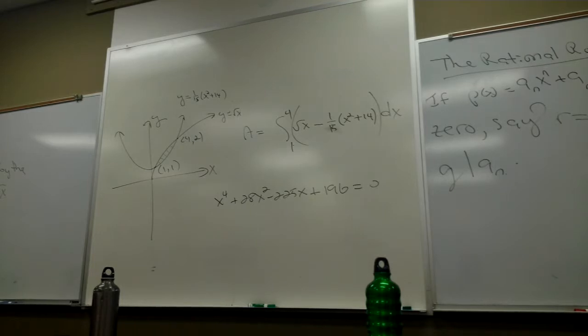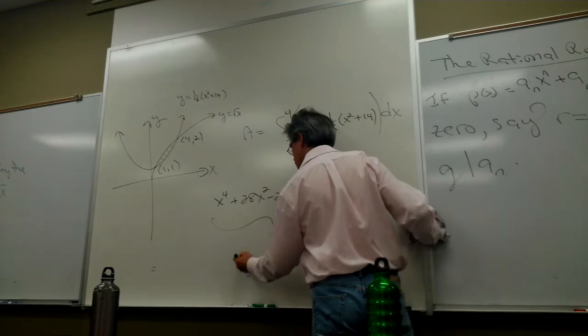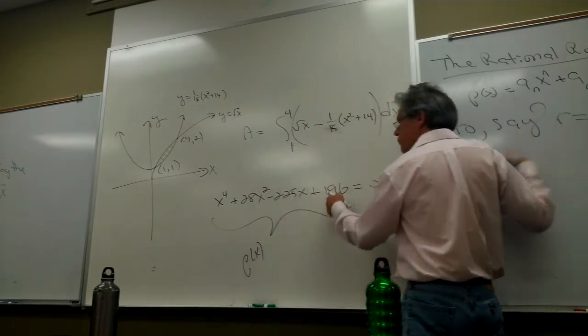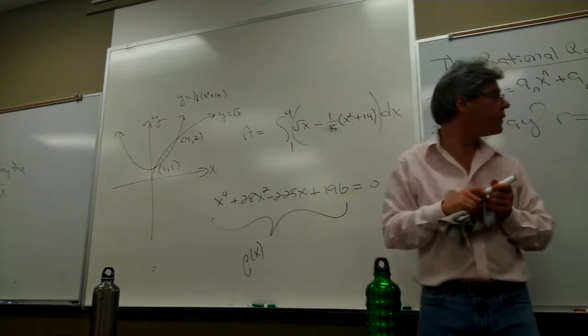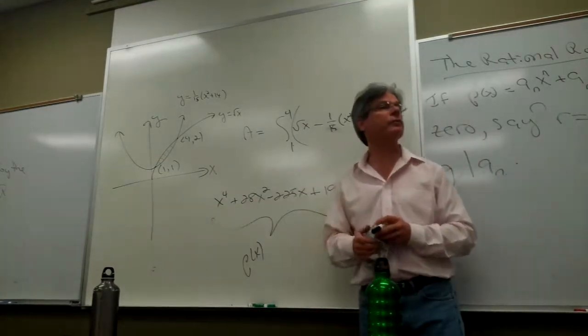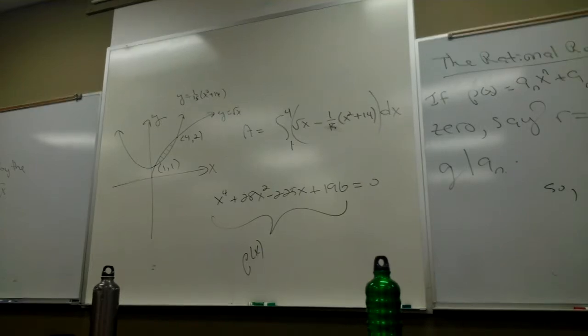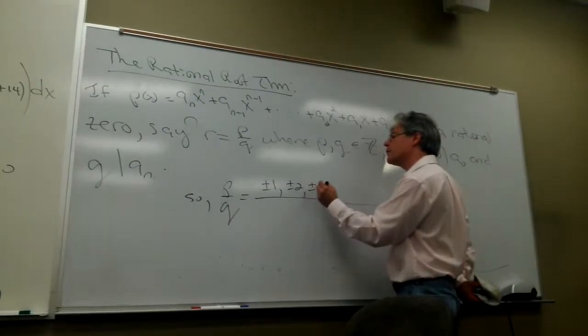So I think this is my P of x, where the a sub naught is 196. The a sub n, or in this case a sub 4, is positive 1. And so I think my P over Q is going to be a fraction where the p's are simply the factors that divide evenly into the constant term, the 196. And certainly plus or minus 1 divides evenly into 196. Plus or minus 2, plus or minus 4.